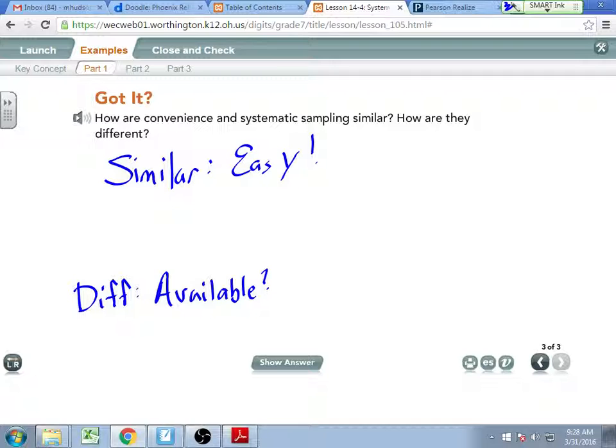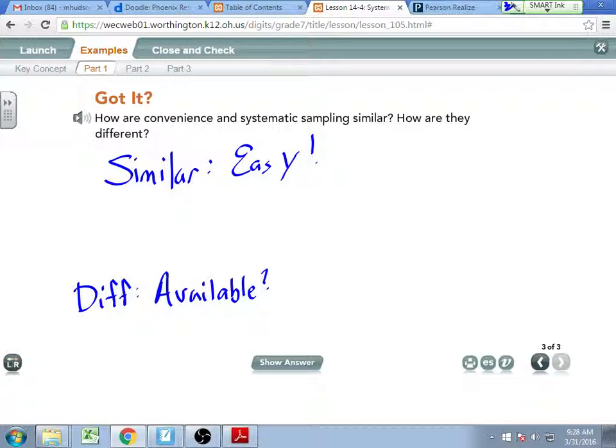Layla? I have a similarity. They're both probably random. So depending. Let's say I'm sampling what time do you get up in the morning, and I sample the first 10 people that walk into school. Do you think that would be random? Nope. Because if they were the first 10 people to walk into school, they probably got up early, so it could be a similarity depending, but it could also be a difference. So I'm just not even going to put that up there because it could fall into either. I agree that could be a similarity between them.